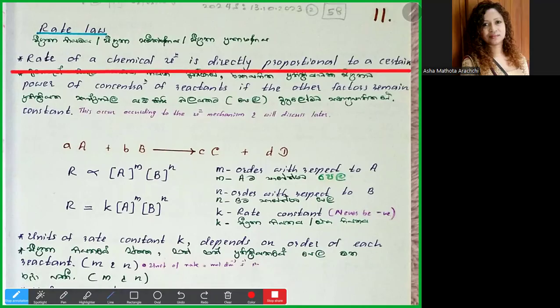Rate of a chemical reaction is directly proportional to a certain power of concentration of reactants, if the other factors remain constant.